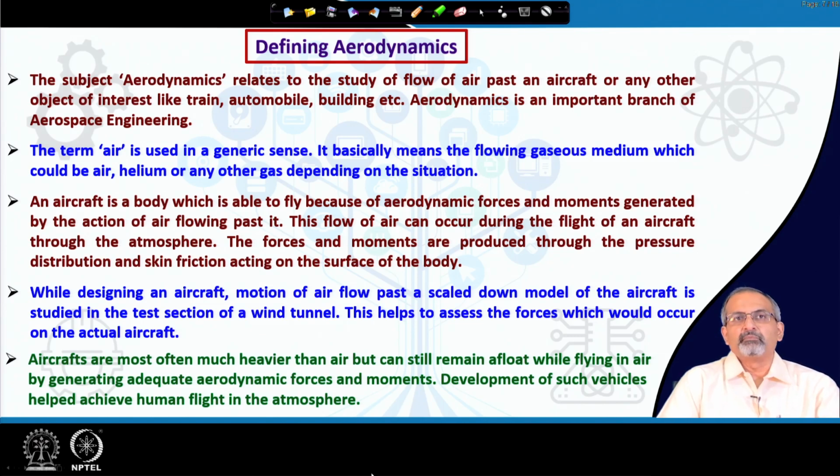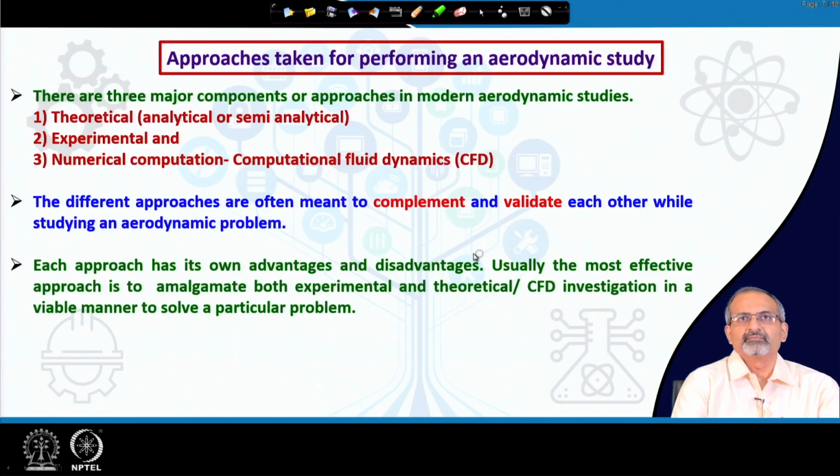Aircrafts are most often much heavier than air, but can still remain afloat while flying in air because they generate adequate aerodynamic forces and moments which keep them flying. Development of such vehicles helped achieve human flight in the atmosphere.